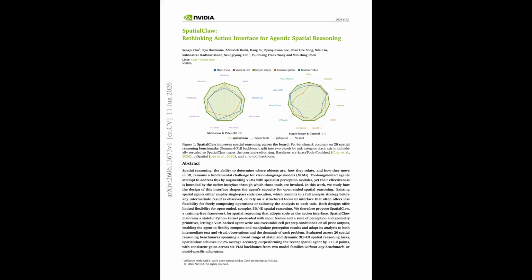The paper we're looking at, called SpatialClaw from NVIDIA and KAIST, argues something subtle but important. The bottleneck for tool-augmented spatial reasoning agents isn't which perception tools you give the model. It's the action interface, meaning the medium through which the agent invokes those tools, inspects their outputs, and decides what to do next. Think of it like the difference between giving a chef a fixed menu of pre-made sauces versus giving them a full kitchen. Same ingredients, radically different range of dishes.